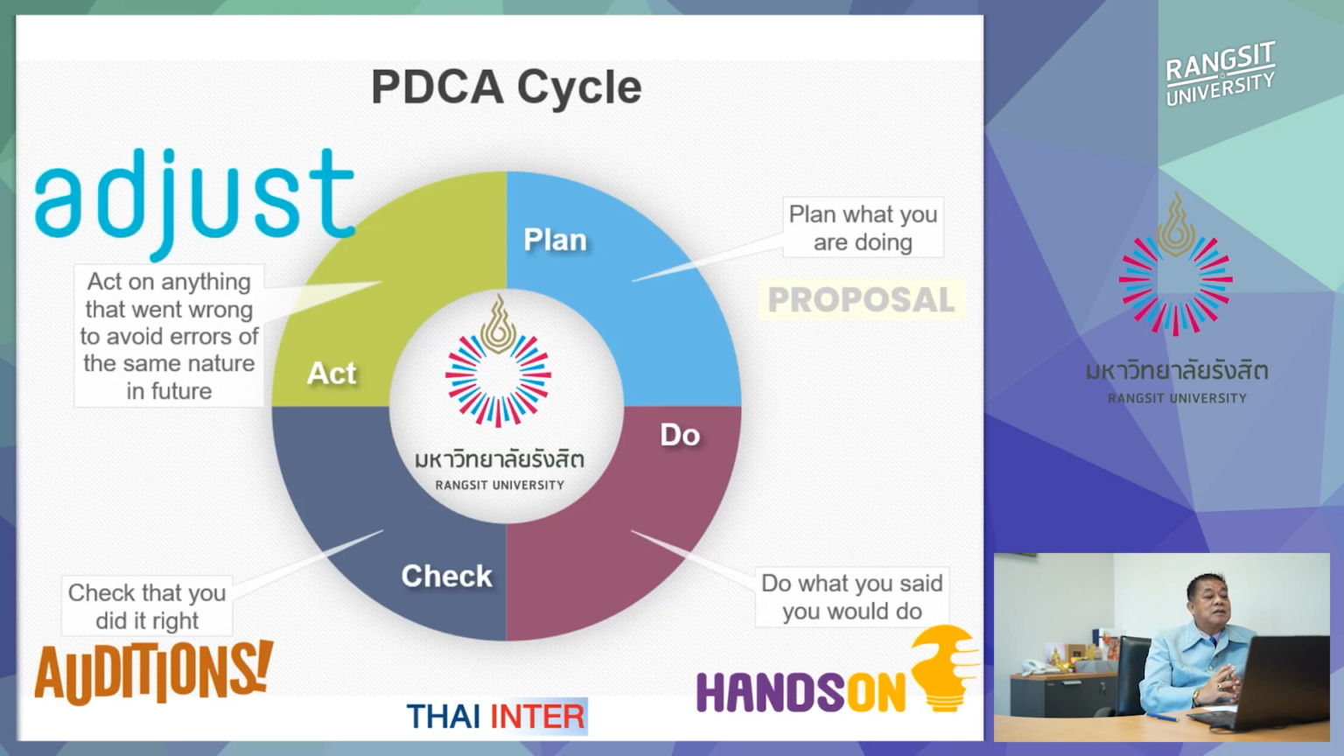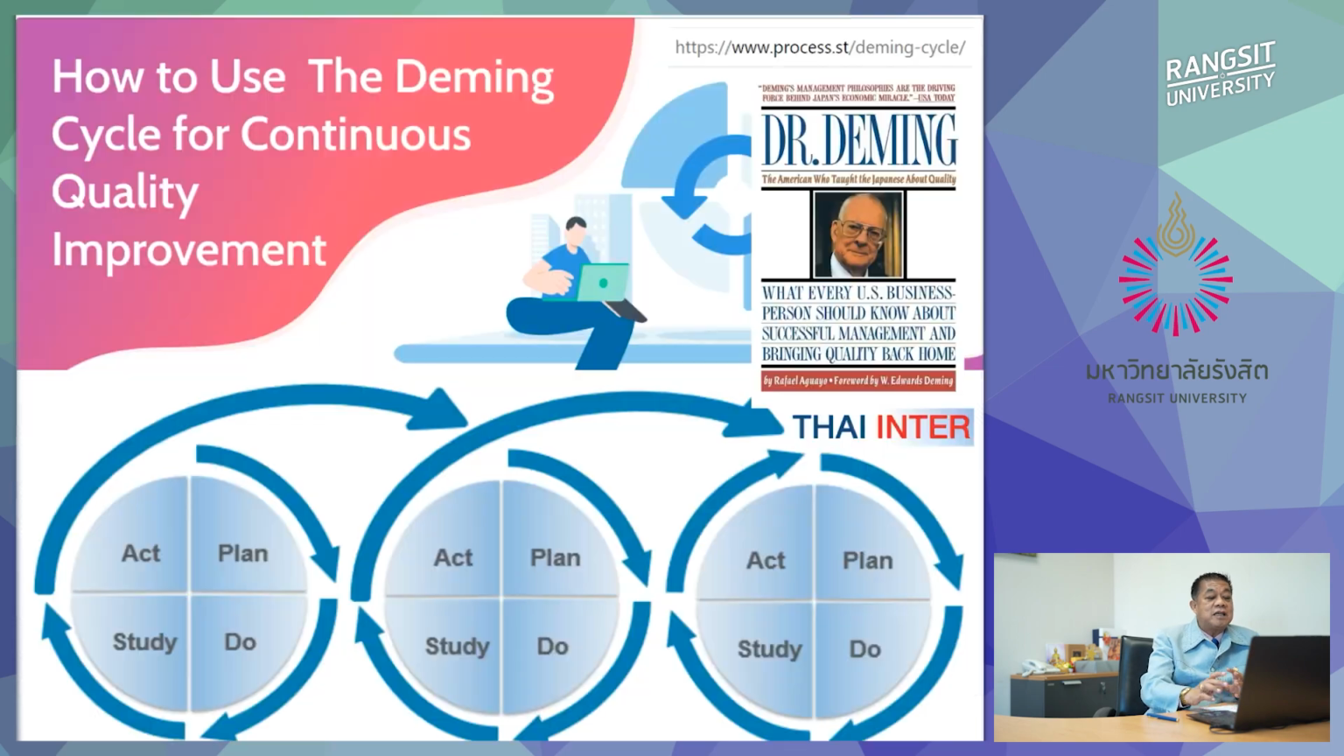And last, the act, or action, or adjust. Act on anything that went wrong to avoid errors of the same nature and failure. These are the four steps that you can adjust in your daily life in the university, PDCA. And PDCA is the Deming Circle for continuous quality improvement.